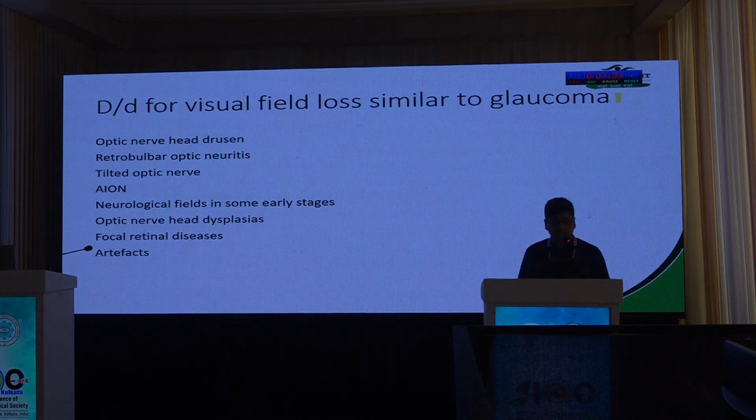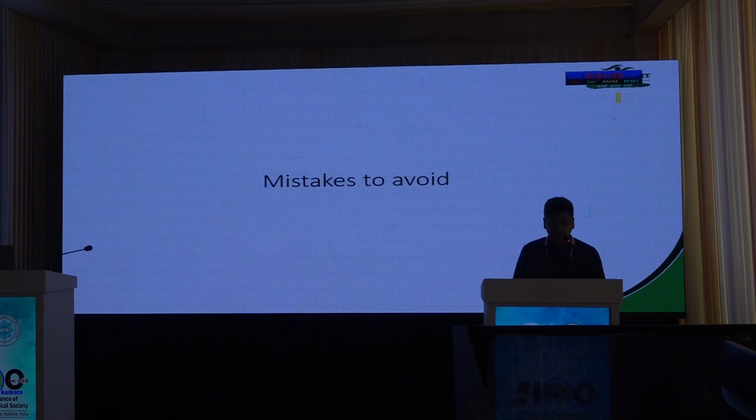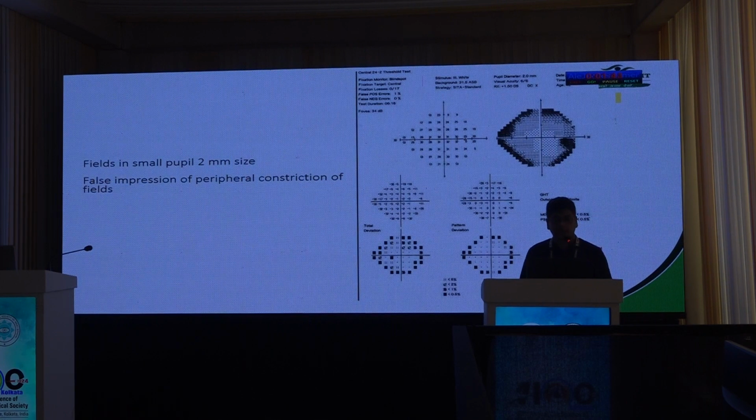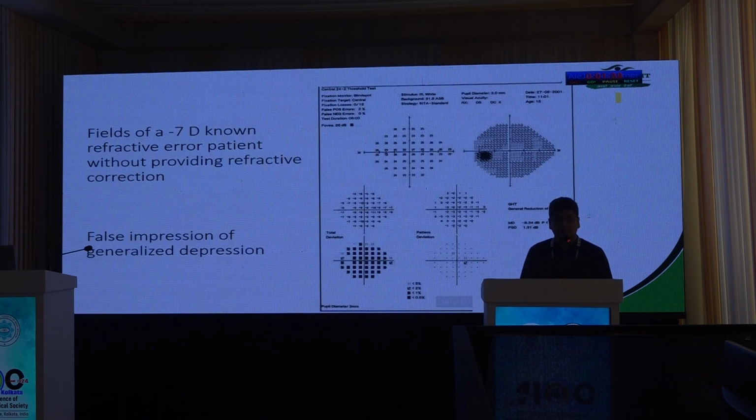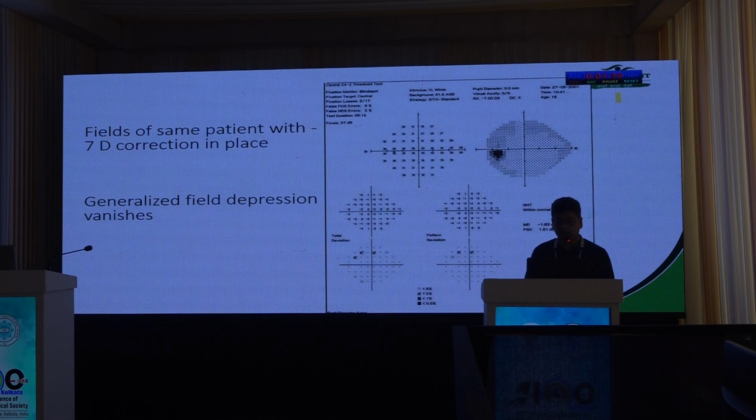There are a lot of other conditions which could cause glaucomatous field defects, like optic nerve head drusen, tilted optic nerve, AION, etc. And we need to also avoid certain mistakes. Like I said before, a pupil size of less than 3 millimeters will give a false impression of a peripheral constriction of fields, which, when repeated with the correct pupil size, the peripheral constriction goes away. A patient with a -7 diopter refractive error, when not given the proper correction, will show a generalized depression like this on the total deviation, but not on the pattern deviation. But as soon as we give the correct refractive correction, the field becomes normal.